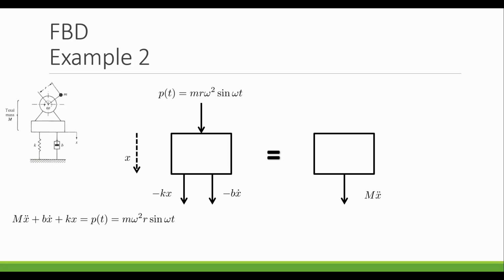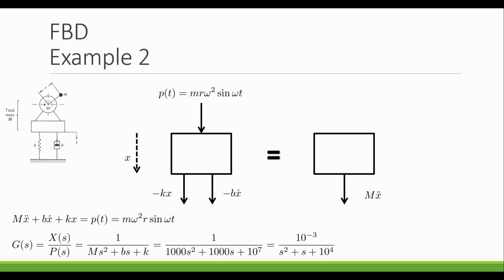The transfer function, I'm just going to be looking at my output over my input. So I'll leave it as capital P when I do my Laplace transform. I'm not going to put in the known value yet. So if I take this equation and do my Laplace transform, then I get x over p to be, as we've been seeing before, 1 over ms squared plus bs plus k. If I now put in the values for m, b, and k, we see that we have 1000s squared plus 1000s plus 10 to the 7th.